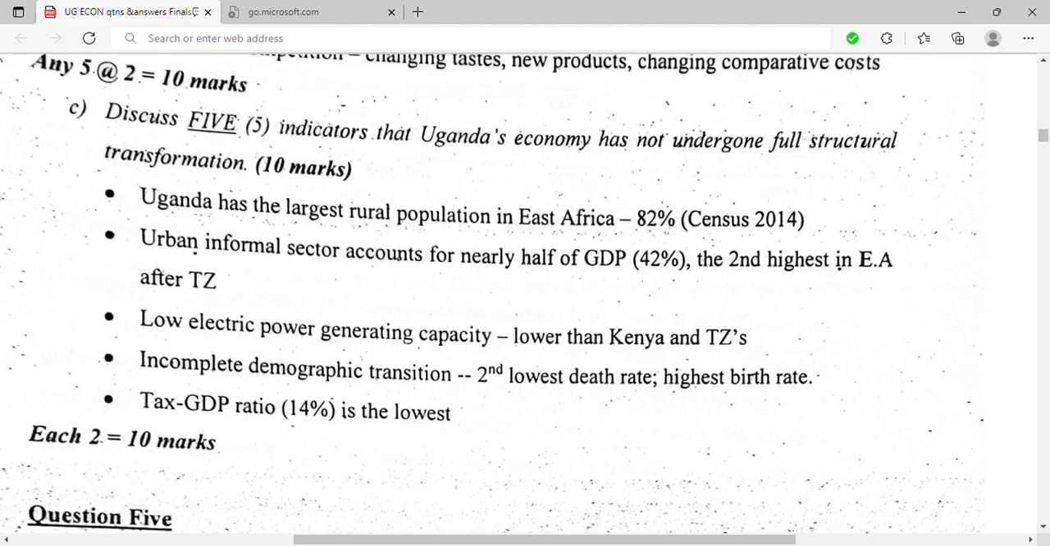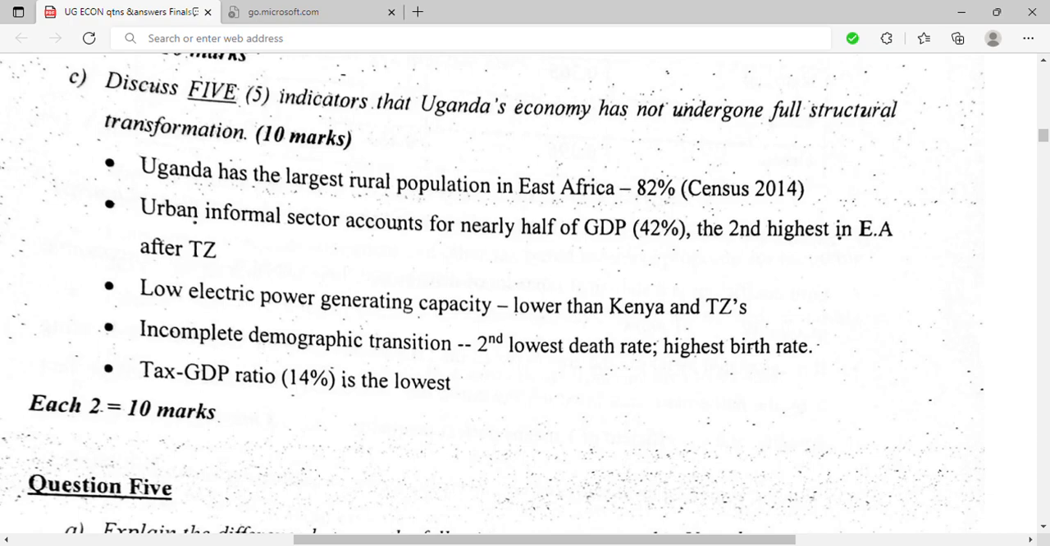We are continuing with our questions. And this question says, discuss 5 indicators that Uganda's economy has not undergone full structural transformation. In our previous video, we looked at the reasons why the Ugandan economy has not undergone full structural transformation, whereby we shifted so quickly from agriculture to the service sector. So here they want us to see the indicators. What are those things that show that we actually did not have the full economic transformation like other countries?